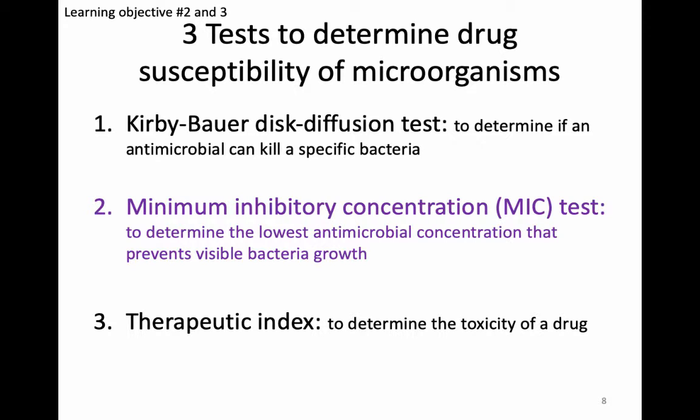Okay, the second test that we do in the laboratory to characterize an antimicrobial with a particular microbe is the minimum inhibitory concentration test, or MIC test. So the point of this test is to get an idea of what concentration of the antimicrobial is required to prevent growth of the bacteria.